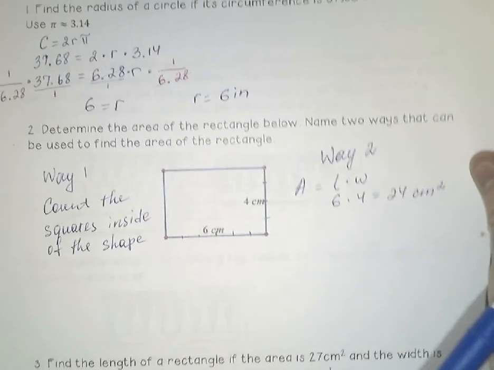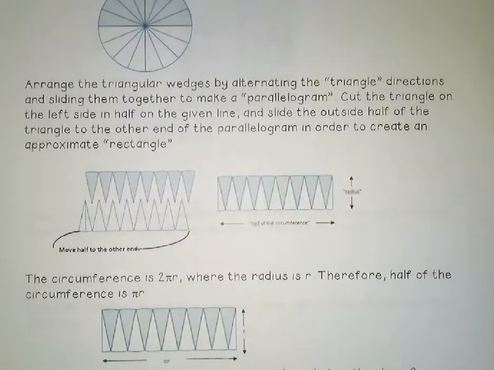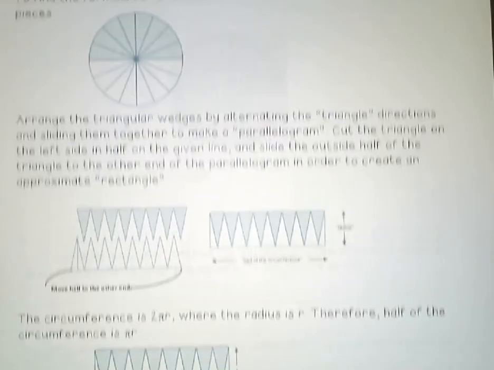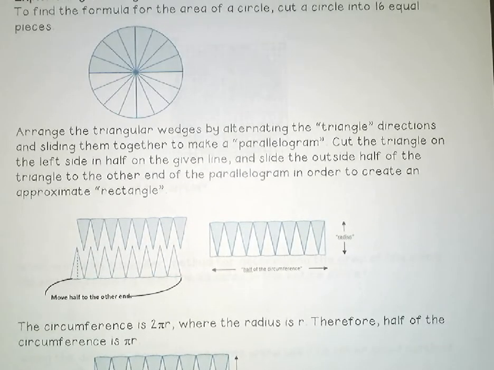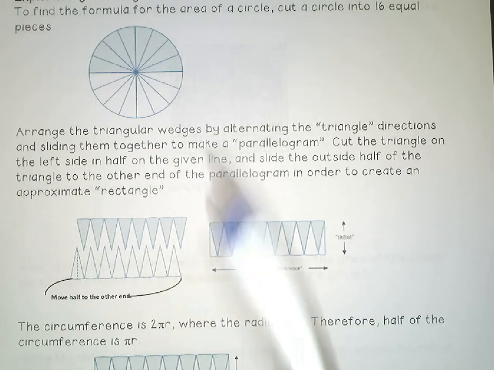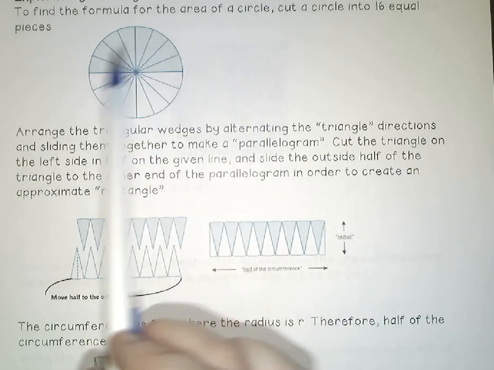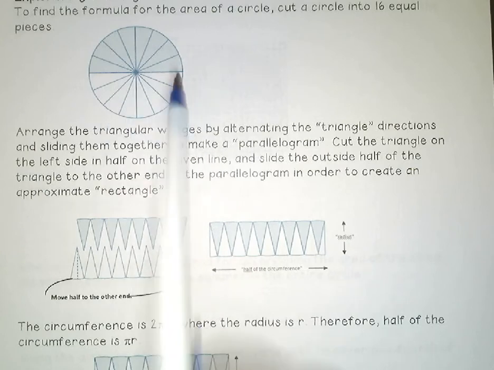So now that you remember all that information from the grades before, let's talk about the area of the circle. This is the exploratory challenge that you can do on your own by performing all of these operations. I'm going to just go through it and try to explain to the best of my ability so you can understand from the video. To find the formula for the area of the circle, cut the circle into 16 equal pieces. So here we have a circle and it's cut into 16 equal parts.